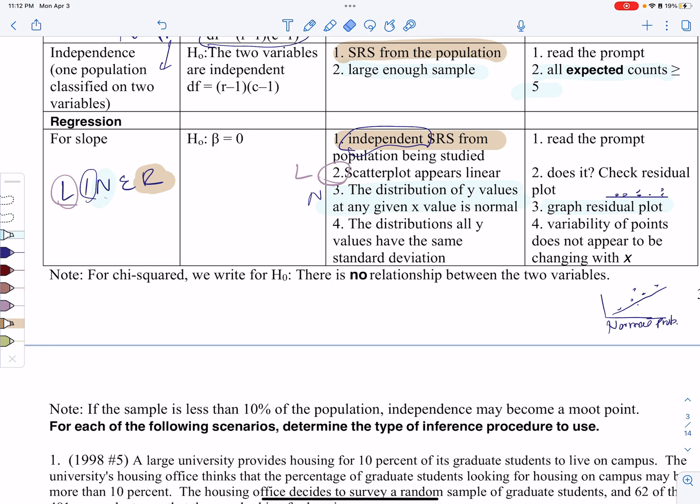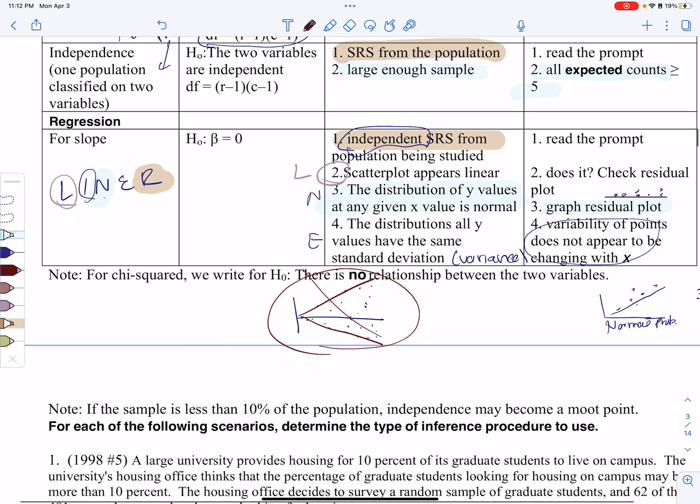And then your equal variance. The distributions have the same standard deviations or variances. Remember that the variability of a point doesn't appear to be changing with X. So let me just show you, this is a bad one. That's not good, because it kind of looks like a cheerleading megaphone where it's not the same. You're looking for more even spread, where if it's about an inch above on the top, it's about an inch below on the bottom.